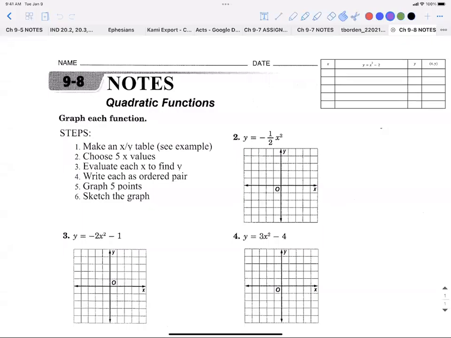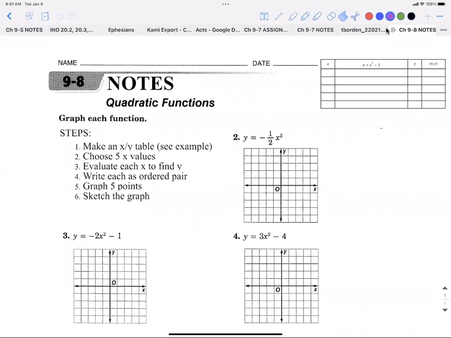All right, so 9-8, we are switching gears here from linear equations, which we've been on for 2 months now, I think. And we're going to start talking about some graphs that are nonlinear. One of those nonlinear graphs is called a quadratic. We saw it earlier when we were going over the homework, and I said that number 3 on your homework was that U-shaped graph. That's what a quadratic graph looks like.